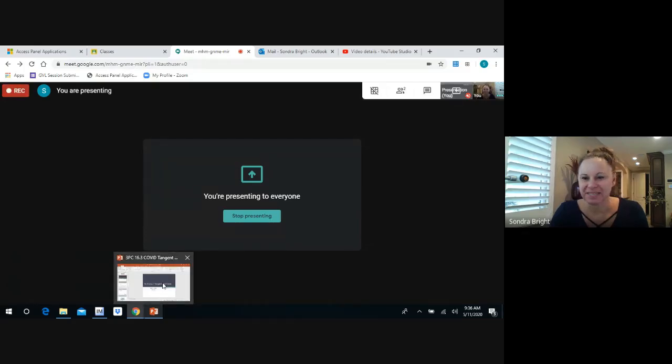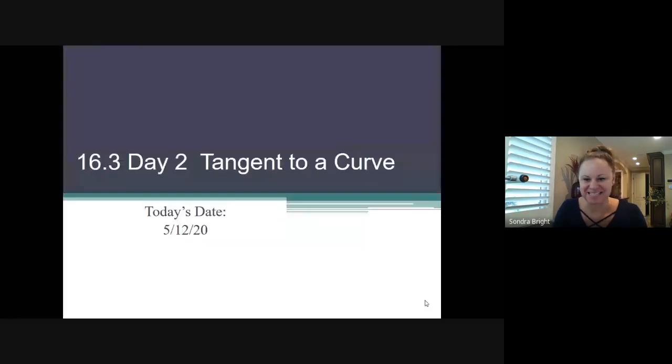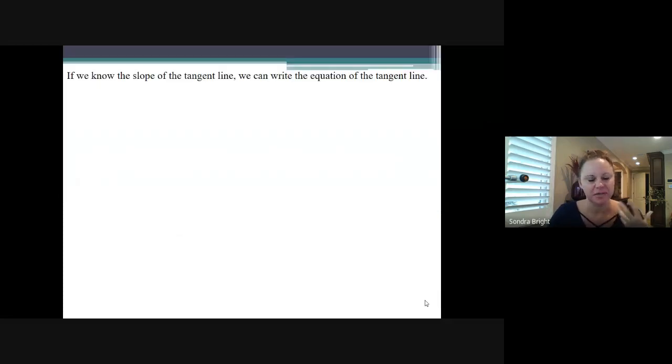All right. Still section 3, but day 2. We're breaking it down nice and slow for you. Still talking about tangent to a curve, but let's add an additional thing to it. If we know the slope of a tangent line, then we can write the equation of the tangent line. So yesterday's lesson, we just did slope. Now we're going to work on finding the equation of the tangent line.